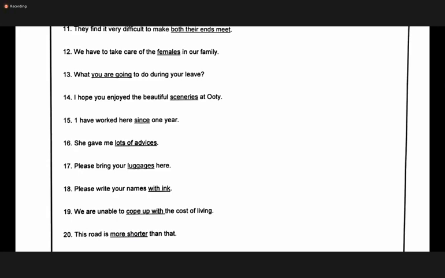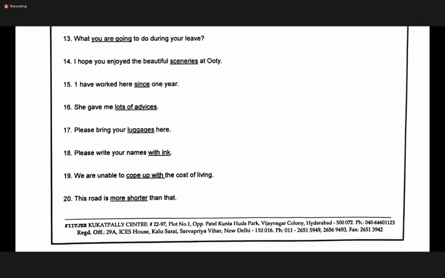15. I have worked here since 1 year. Last 1 year, one period of time. For 1 year. So since refers to a point of time, for refers to a period of time. So 1 year is a period, so for 1 year.